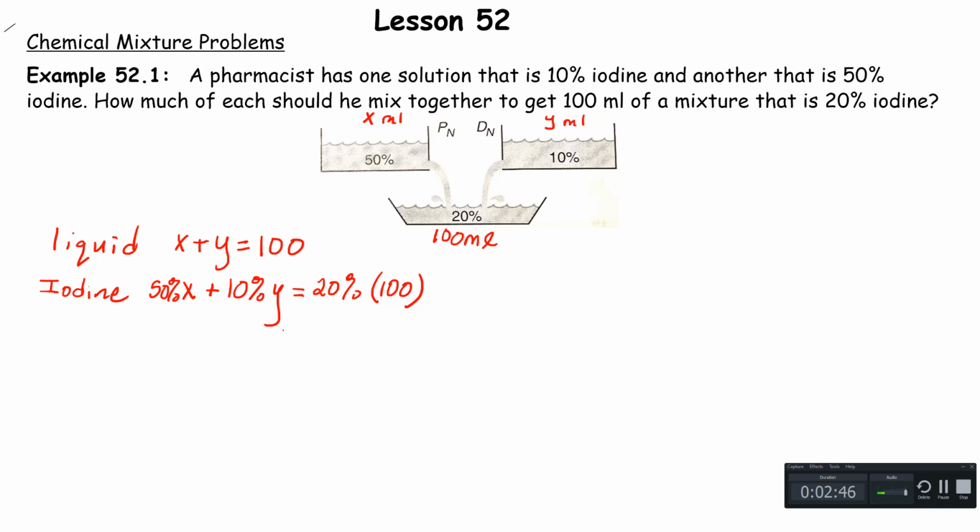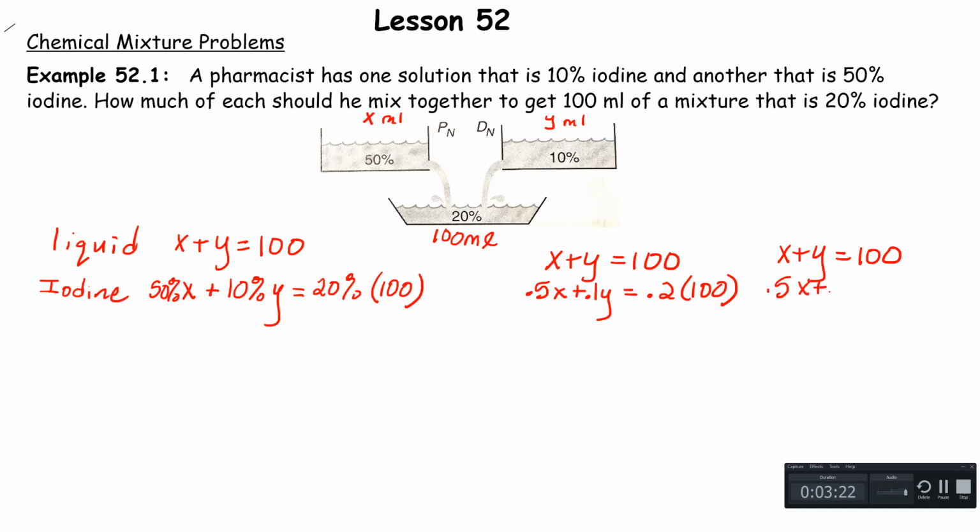So we have two equations, we have two unknowns, so we know we can solve it. The two equations: X plus Y equals 100. And this second equation, when you change the percents to decimals, you're going to have 0.5x plus 0.1y is equal to 0.2 times 100. So the first equation is x plus y equals 100, and the second equation is 0.5x plus 0.1y equals 20. So these are our two equations.